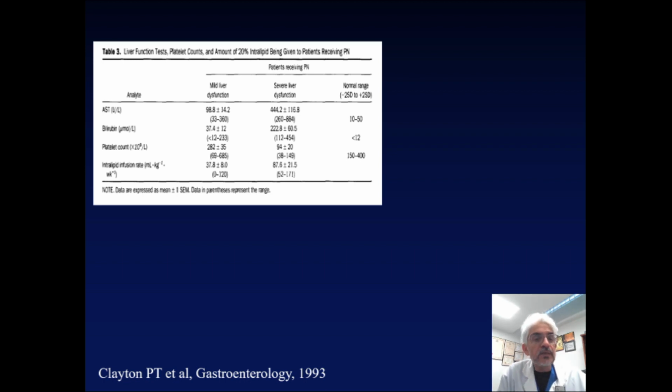Clayton and colleagues also reported on the levels of AST, bilirubin, and platelet counts, noting that thrombocytopenia has often been reported in patients receiving intralipid. And they attempted to correlate this with the intralipid infusion rate. What you can hopefully make out on the table is that the patients with severe liver dysfunction received much higher rates of intralipid than patients with mild liver dysfunction.